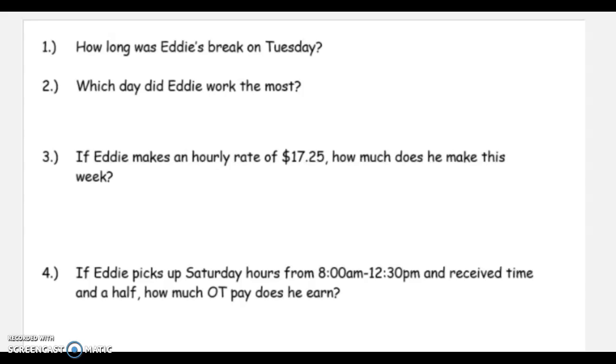Okay, so looking at Eddie's break on Tuesday, if you're looking at Tuesday's table, in between the in and out on Tuesday, we have 12:30 to 1:10. So 12:30 to 1 o'clock is 30 minutes. Add another 10 minutes onto that. So Eddie's break on Tuesday would be 40 minutes. Expect these type of questions on your quizzes and tests to come. Which day did Eddie work the most? When you're calculating through, you would calculate that Friday would be his most worked day at 8 hours and 15 minutes.